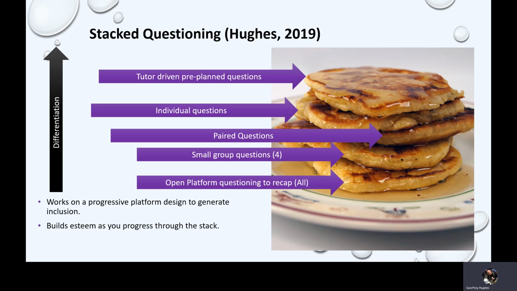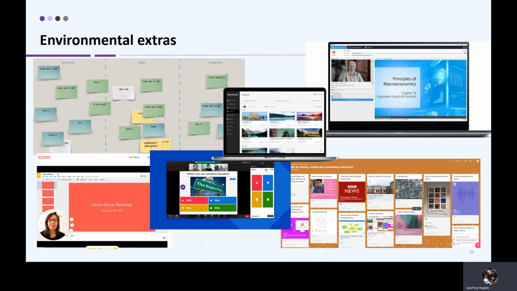Remember, activate engagement, open platform for questioning, moves on to small group questioning, but only small groups of 4, never any more than 4, because if you have any more than 4 in a group, you get what's called social loafing. Students not performing as required because they start to become passengers. Then you can move on to paired questions, and then individual questions, from individual questions to tutor pre-planned questions, to questions from the students. So you take questions from the students. From building that up, you'll start to get students to contribute more and build that esteem.